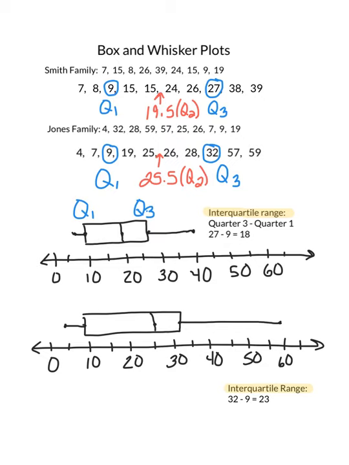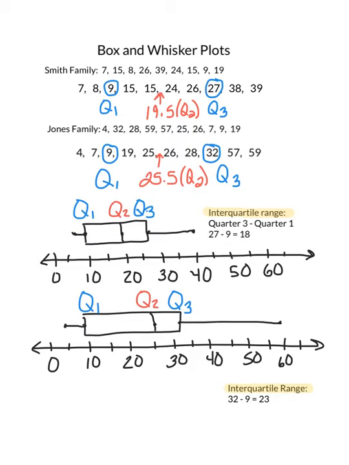Down here, again, this was quarter 1. This was quarter 3. I took those and I subtracted them to get my interquartile range. 32 minus 9 is 23. And that's it. It just shows you the range of ages between here and here. Don't forget that the line in the middle is quarter 2, which is our median. So if anybody asks you about the median, it's the line in the middle. The endpoints are the lowest number and the highest number.